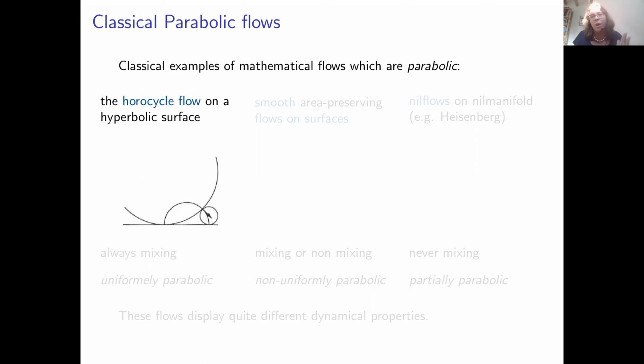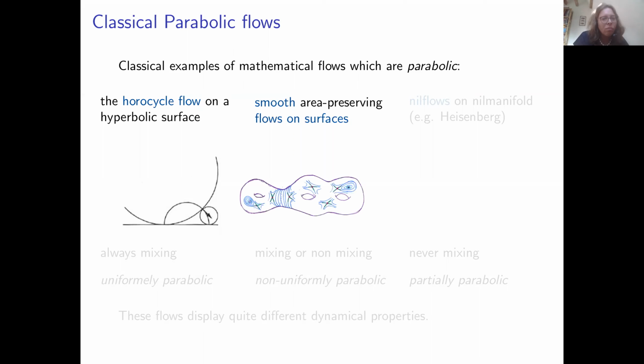And this is very well studied, and it's been studied since the 70s, and it's one of the examples we know the best. Then this is my favorite example. I just mentioned smooth area preserving flows on surfaces. So you have a surface and a smooth flow which preserves area. These are trajectories and some fixed points that you're forced to have in higher genus.